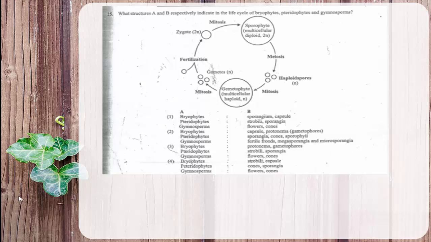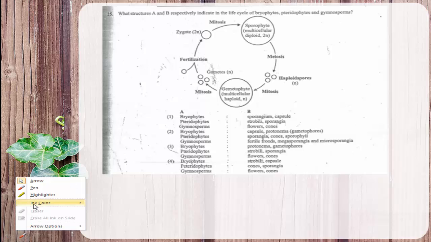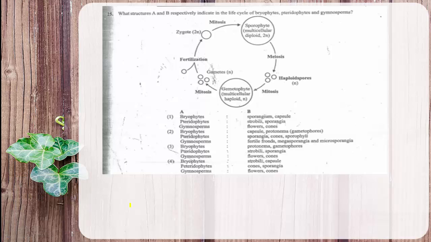What is the correct option for the given question in the column A and column B? Bryophytes, pteridophytes, gymnosperms. For these three groups, capsule is spore producing structure, because in mosses, or any other bryophyte, especially in mosses, the sporophyte is differentiated into foot, seta and capsule. In the remaining bryophytes, the capsule is present.